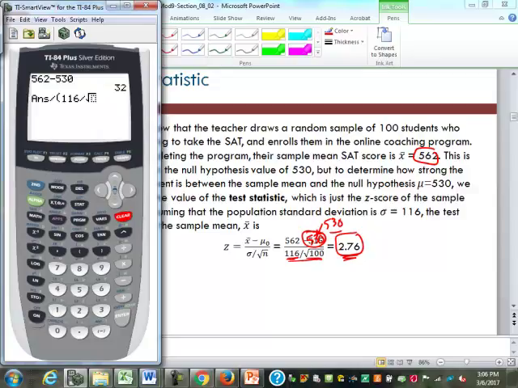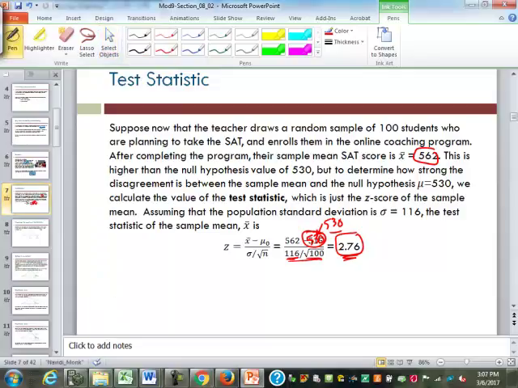So let's try that again. There, we got it to work. So 2.76. So they actually did, they just misprinted. They actually did use 530 there. 2.76 is still the z-score, the test statistic, even with that 530. So that's just a misprint. That should not say 515 there.